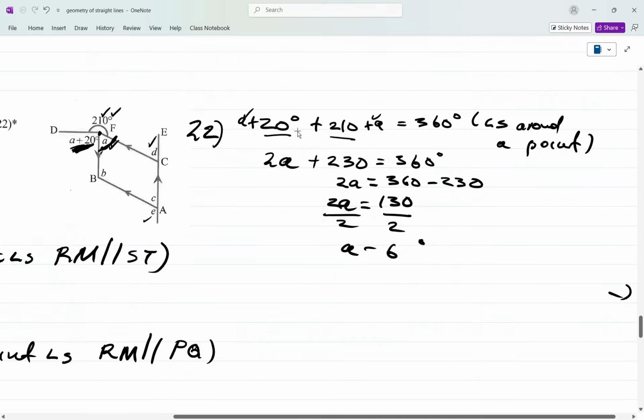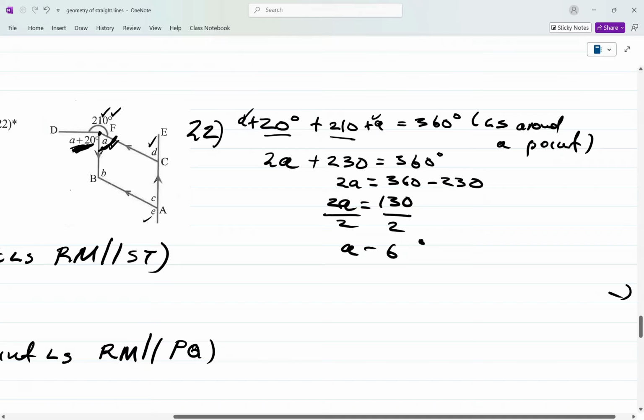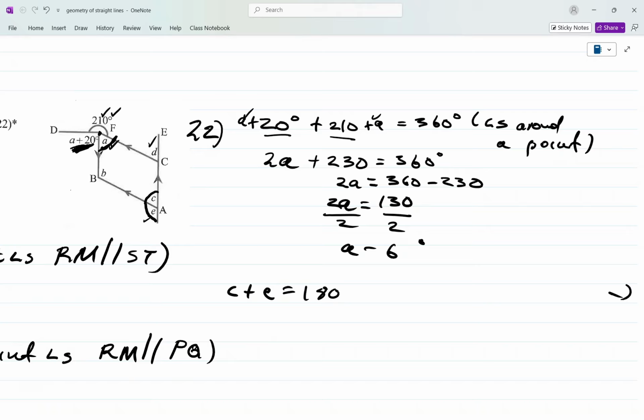Right, we now move on to D, and lastly we have E. So I'm going to say C plus E. If you may check, these two angles are found on a straight line. C plus E must give us 180, and then your reason will be adjacent angles on a straight line.